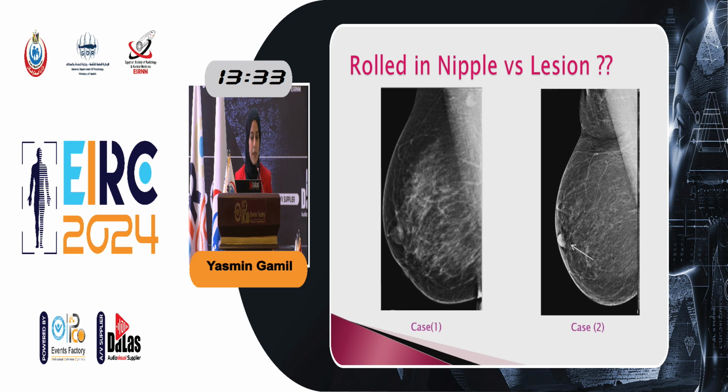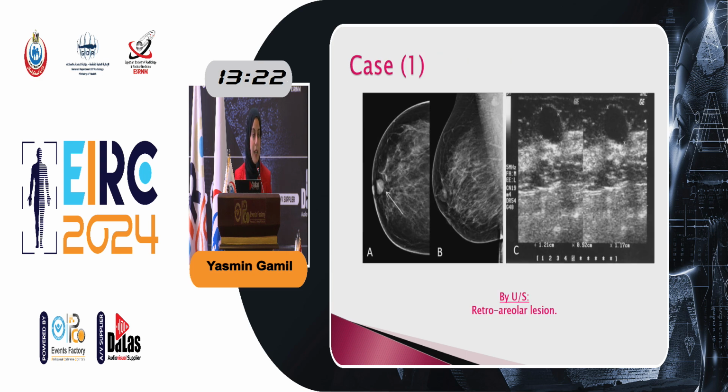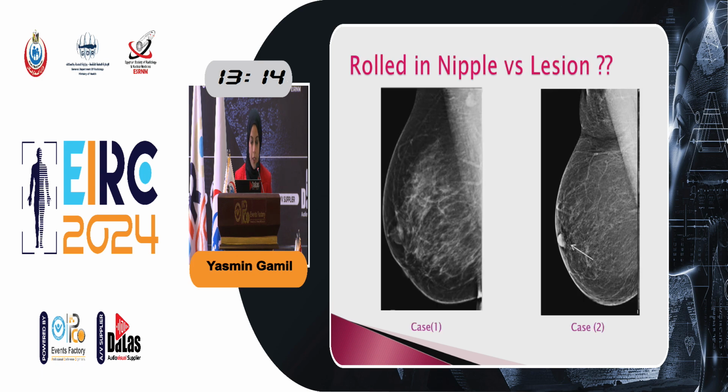In such a case, it's a vicious cycle. Is it a rolled-in nipple or a retroareolar lesion? Which one do you think? Case 1 is the retroareolar lesion, as the ultrasound shows the lesion. However, in case 2, it was a slightly inverted nipple.